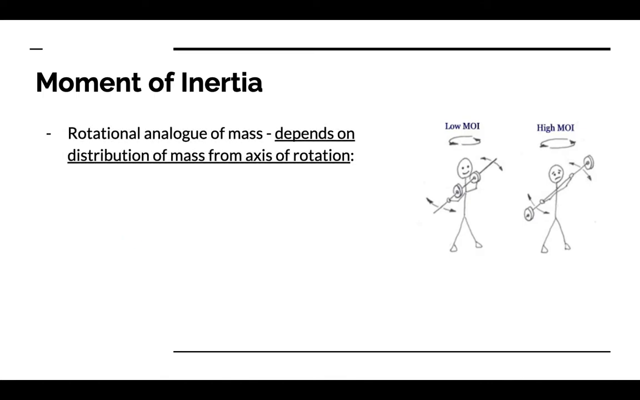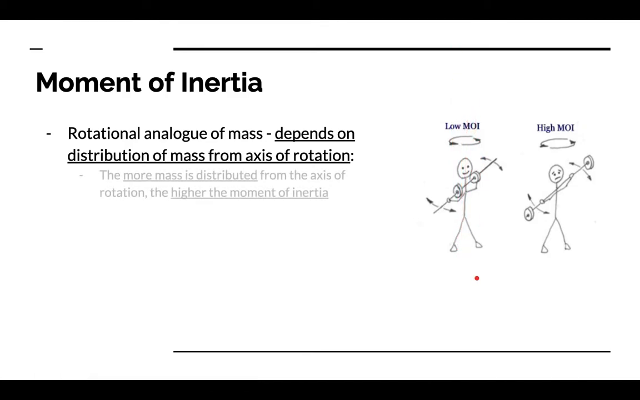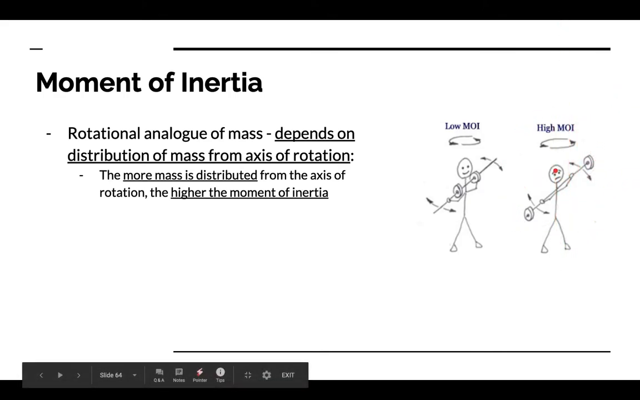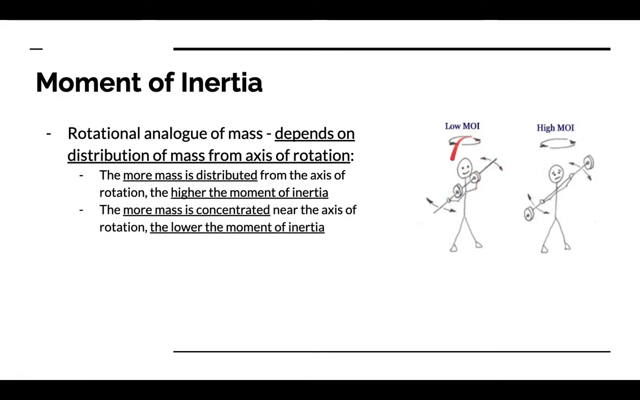Moment of inertia is the rotational analog of mass. It depends on the distribution of mass from the axis of rotation, which is a line about which your object rotates. The more the mass is distributed away from the axis of rotation, the higher the moment of inertia, which is what we see happening right here. The dumbbells are located further from this axis of rotation, this vertical line that it rotates about. And the more the mass is concentrated near the axis of rotation, the lower the moment of inertia, which is what we see happening right here.